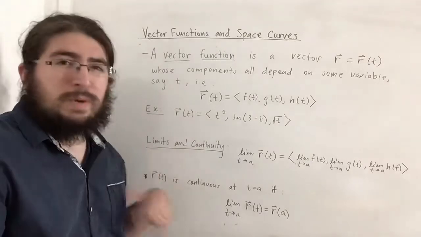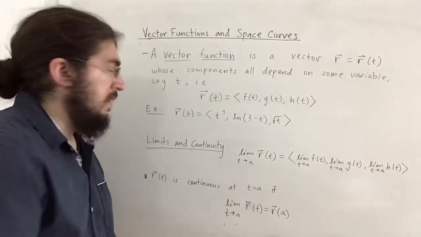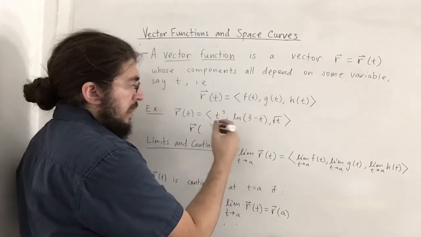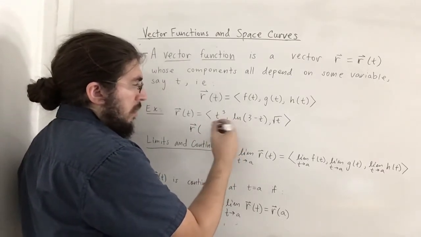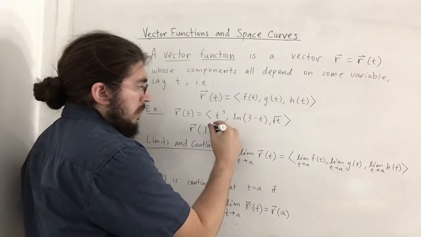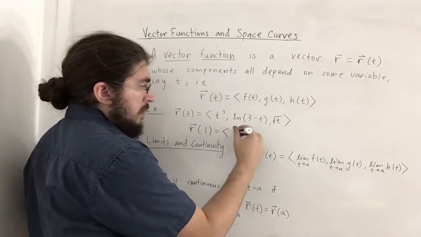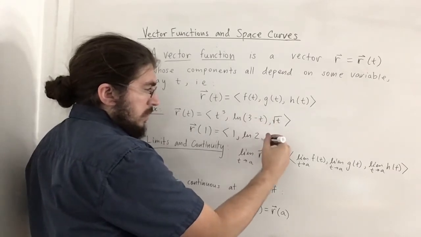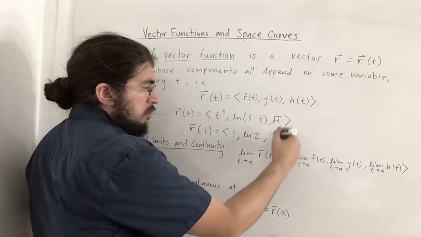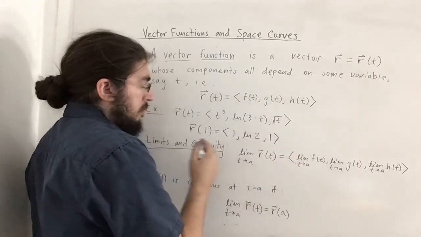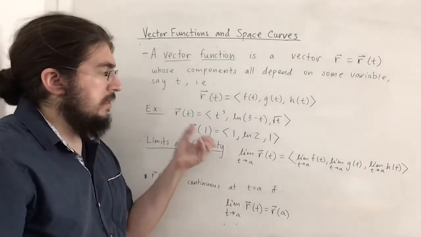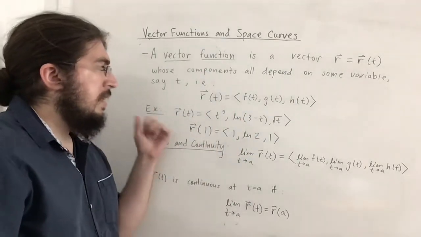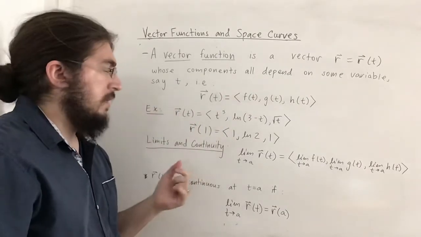For example, we can evaluate if we like, just like we evaluate normal functions, or usual functions, I should say. Imagine we want to find, I don't know, r of 1 or something like that. So what is r of 1? R of 1 is the vector 1 cubed, which is 1, ln of 2, well 3 minus 1, which is 2, so it's ln of 2, comma the square root of 1, which is just 1. Just to show that we can evaluate a vector function at a particular value for t.